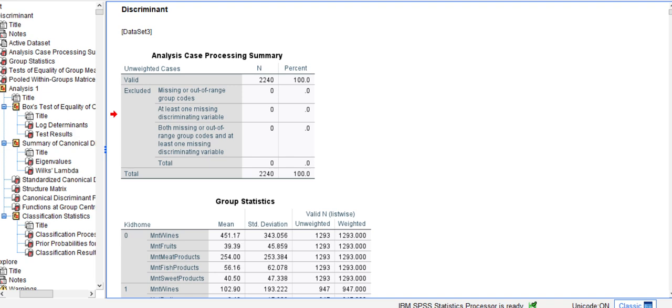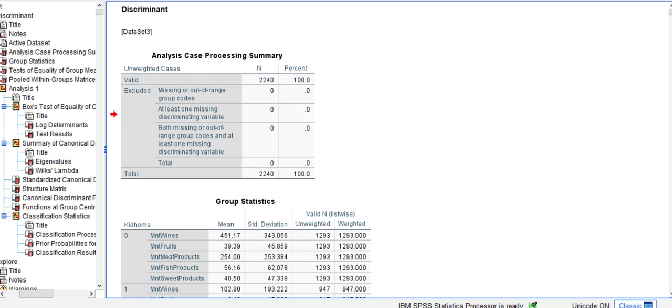This is an overview of my discriminant analysis SPSS output. The research question being addressed in this output is: can food and drink purchases such as wine, meat, fish, fruit, and sweets predict if the participant has a kid at home?